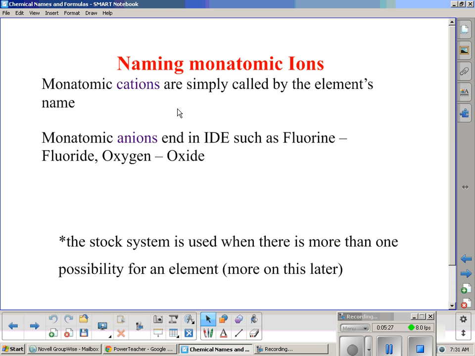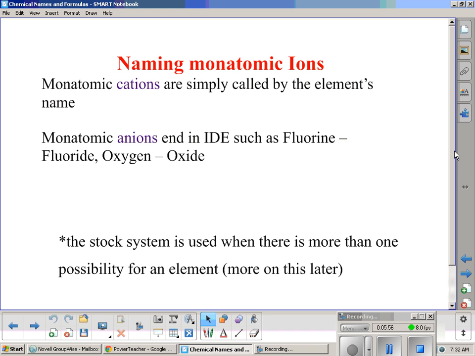Monatomic anions, the negatively charged ion, ends with "ide." So fluorine gains an electron, you drop the end, and it becomes fluoride. Oxygen gains 2 electrons, you drop the ending and becomes oxide, and so on. You could have sulfide, iodide, phosphide, nitride. So if you're talking about just one element, the ending is going to be "ide."